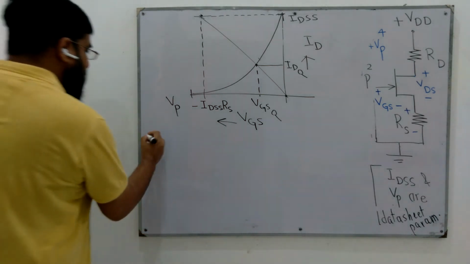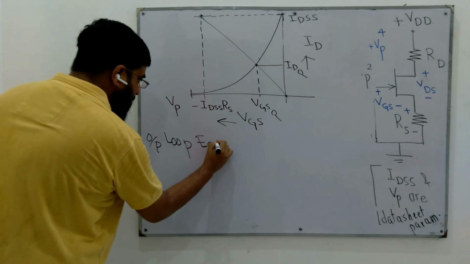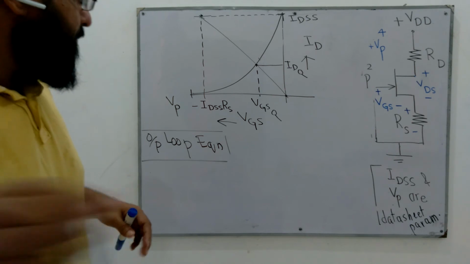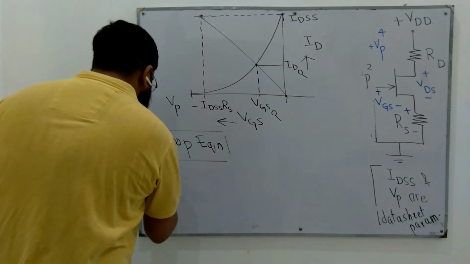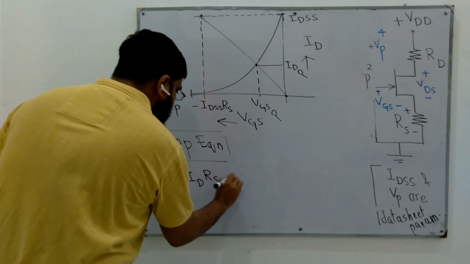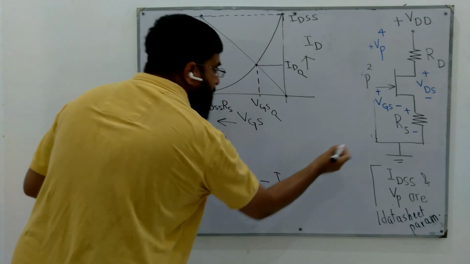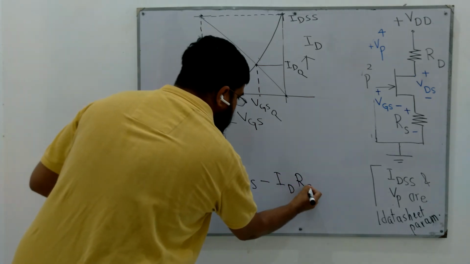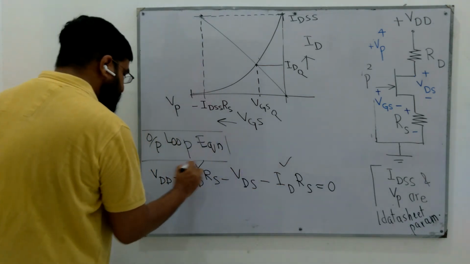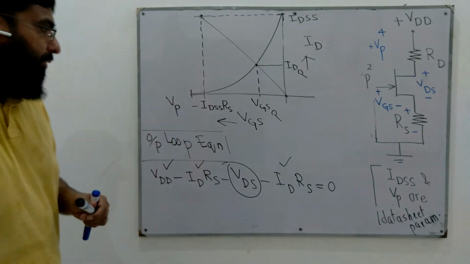So finally, we can write this output loop equation, that is VDD minus IDRD minus our unknown VDS minus ISRS. Since ID and IS are the same, we have all knowns here. This is known, this is known, this is known, and we can find the value of VDS, the bias point.